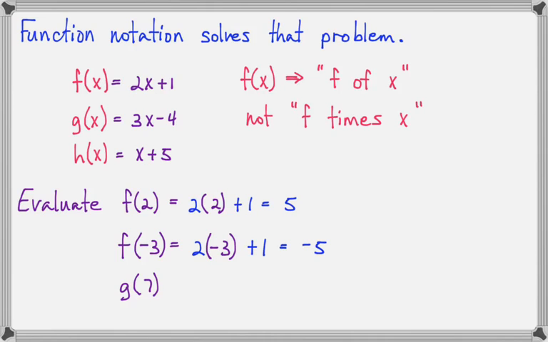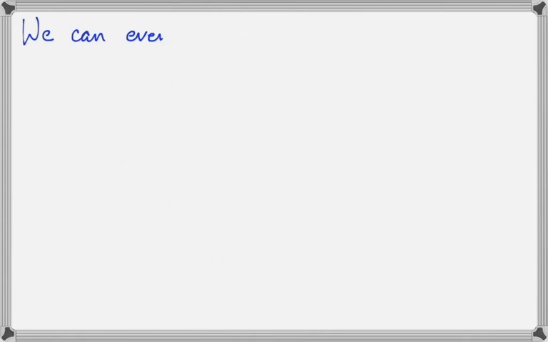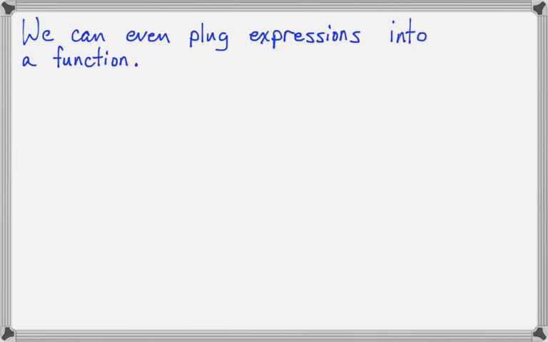Now let's do g of 7. So this is telling me to use the g function and to replace the x with a 7. So instead of 3x minus 4, I will have 3 times 7 minus 4. 3 times 7 is 21, and 21 minus 4 is 17. Now we can even plug expressions into a function.